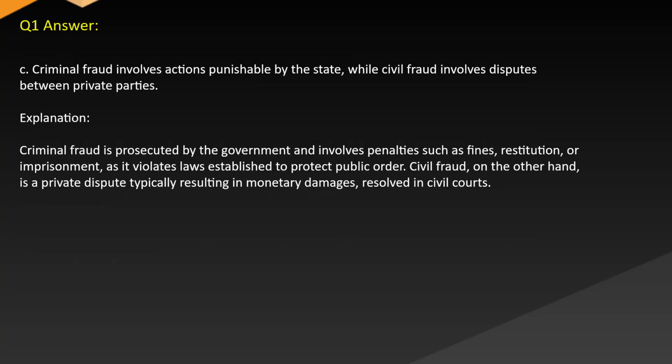Answer. C. Criminal fraud involves actions punishable by the state, while civil fraud involves disputes between private parties. Explanation. Criminal fraud is prosecuted by the government and involves penalties such as fines, restitution, or imprisonment, as it violates laws established to protect public order. Civil fraud, on the other hand, is a private dispute typically resulting in monetary damages resolved in civil courts.